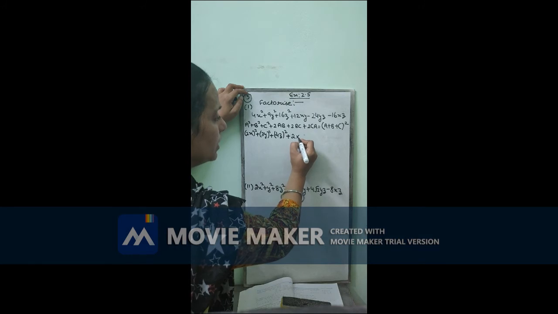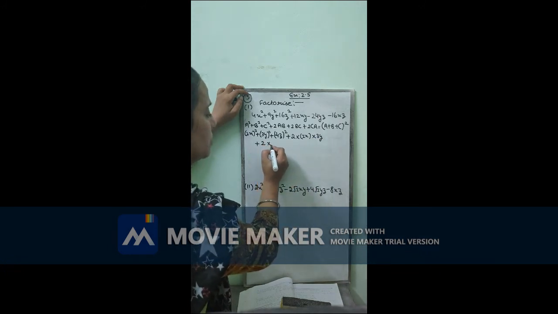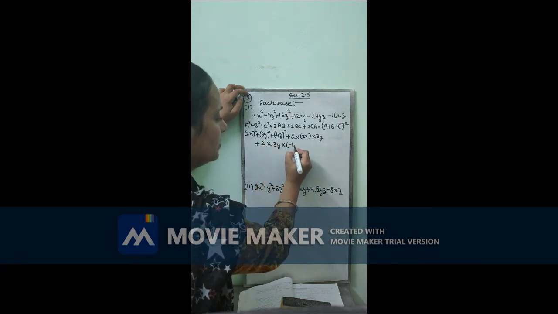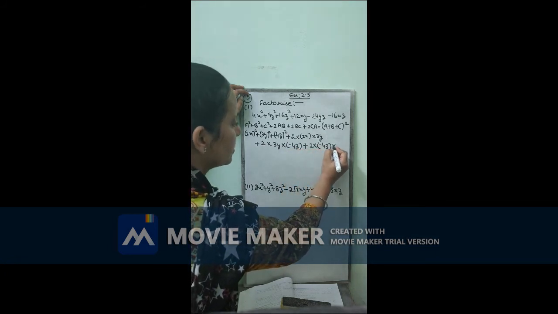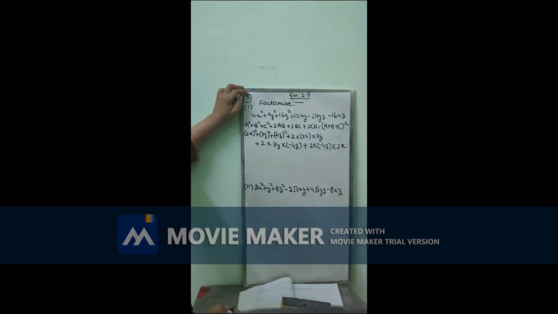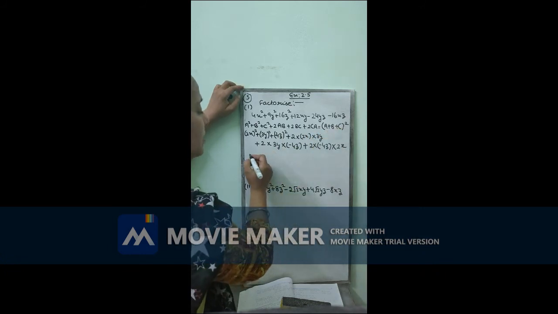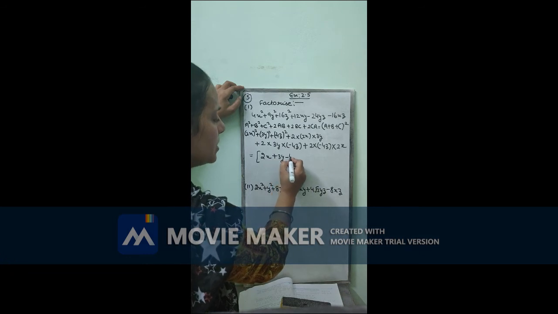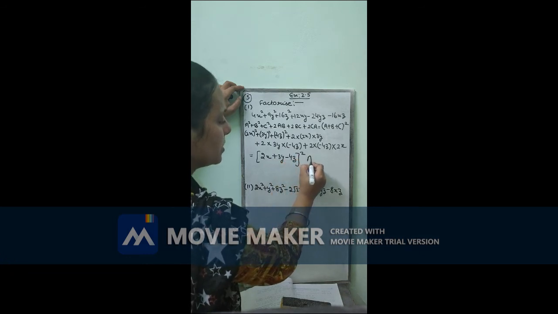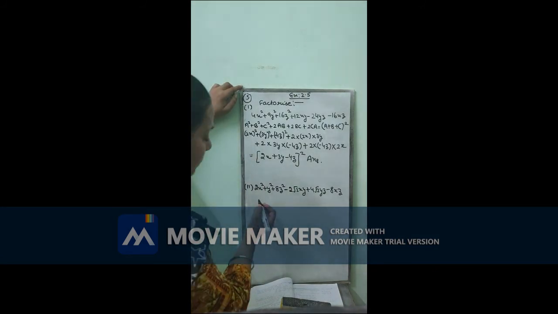2ab, 2 into a into b, 2x into 3y. 2bc is 2 into 3y into minus 4z. 2ca is 2 into minus 4z into 2x. Now this is verified that this is the expansion of a plus b plus c whole square, where a is 2x, b is 3y, c is minus 4z whole square. Clear? Now come to second part.